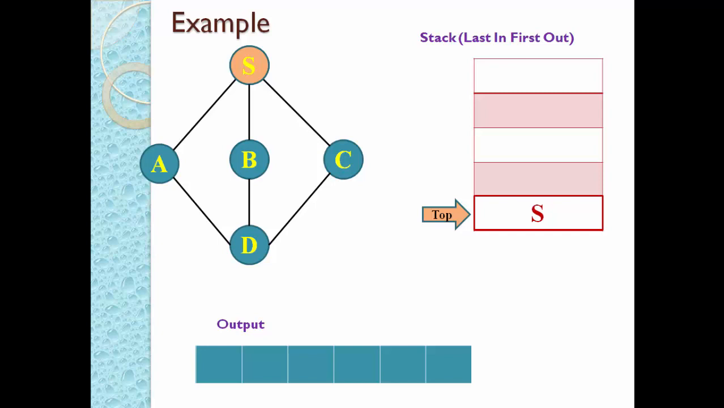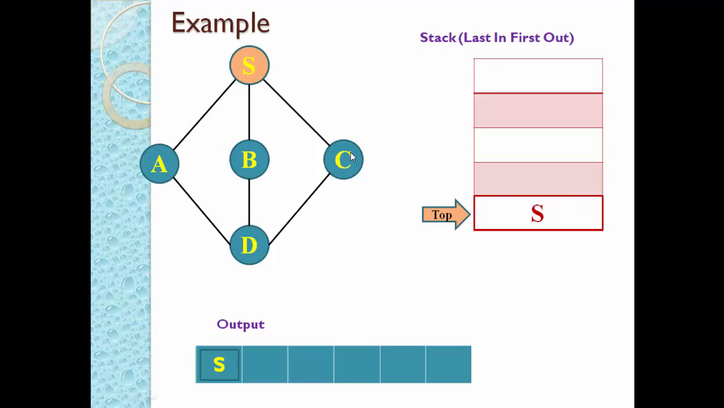Now we have to visit this S, so we have to print it as an output. So S will be printed, or we have visited S. So first we have visited our node, that is our S. Now step number 2, we have to explore S, and we have to identify all the neighbor nodes of S. S has 3 neighbor nodes, A, B and C.